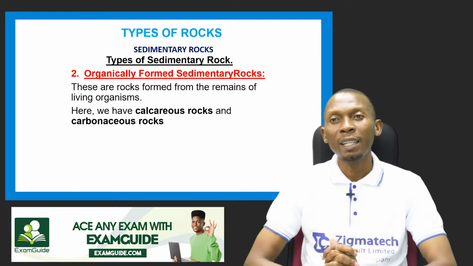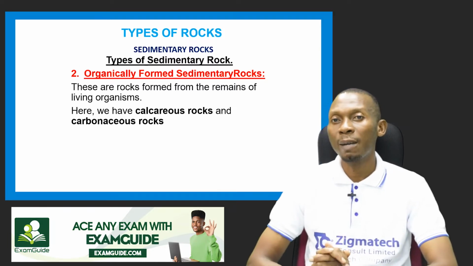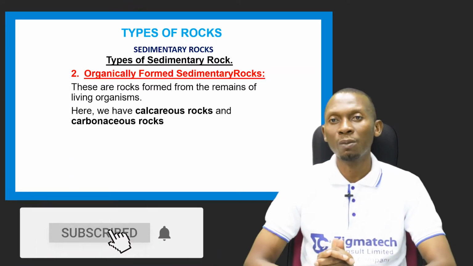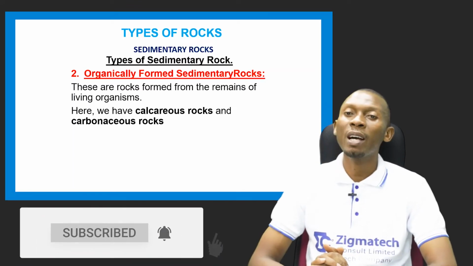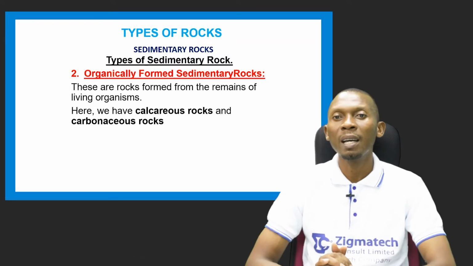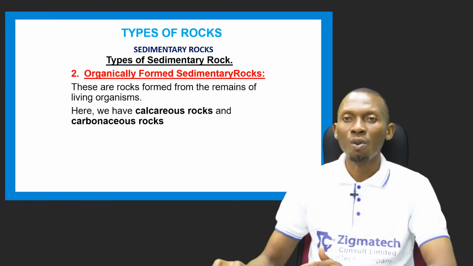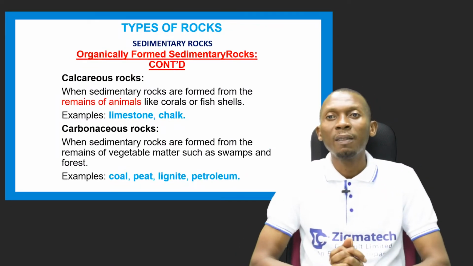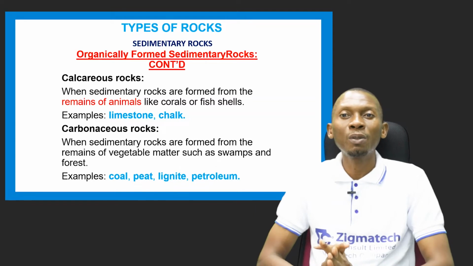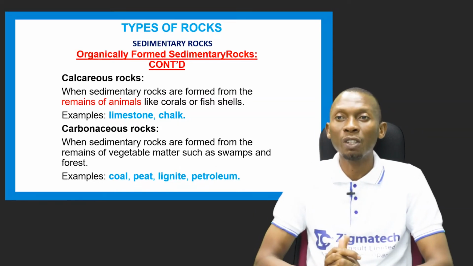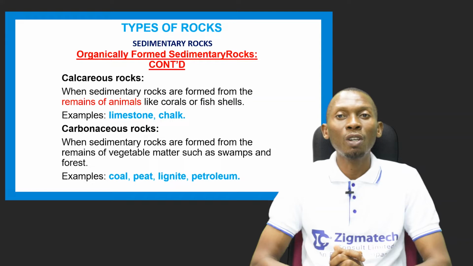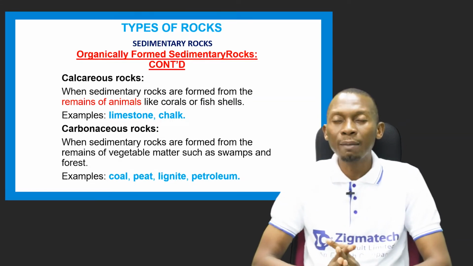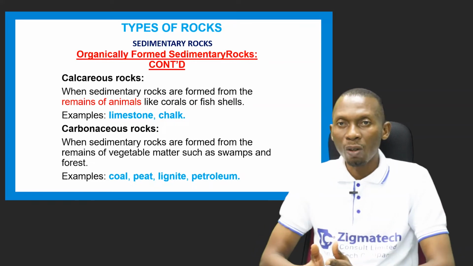We have organically formed sedimentary rock as another type of sedimentary rock, and these are rocks that are formed from the remains of living organisms, which are plants and animals. And here we have what is called calcareous rocks and carbonaceous rocks. Now, what are calcareous rocks? These are sedimentary rocks formed from the remains of animals like corals or fish shells. And examples of a calcareous sedimentary rock are limestone and chalk.